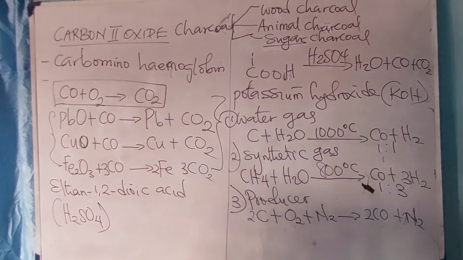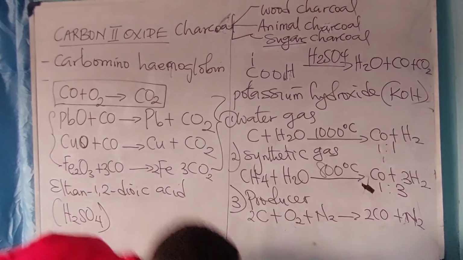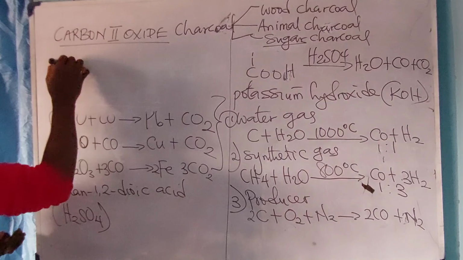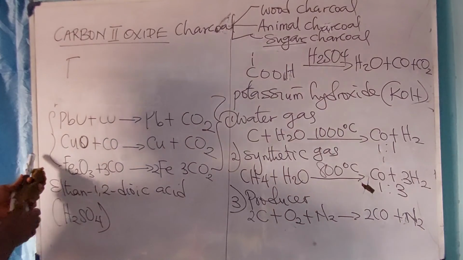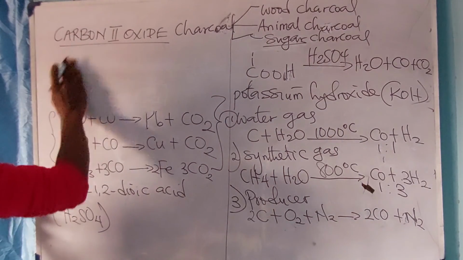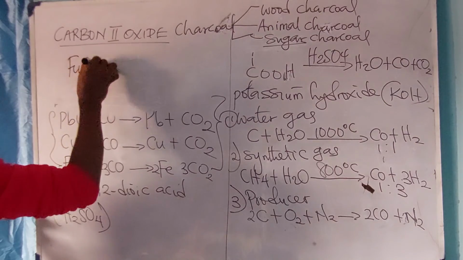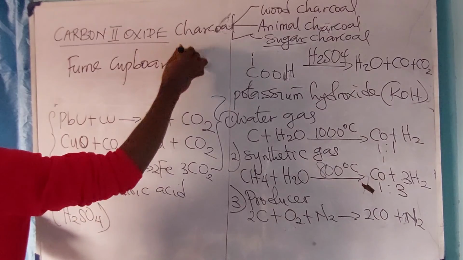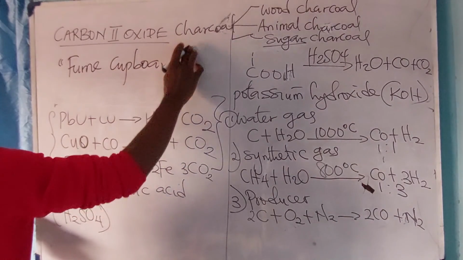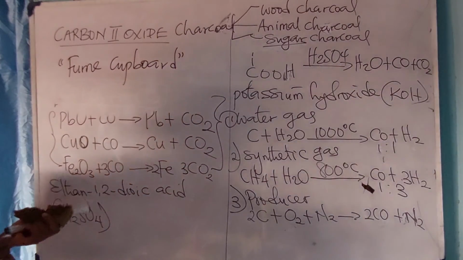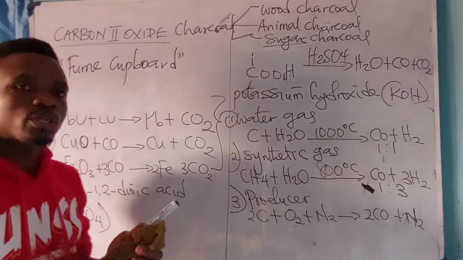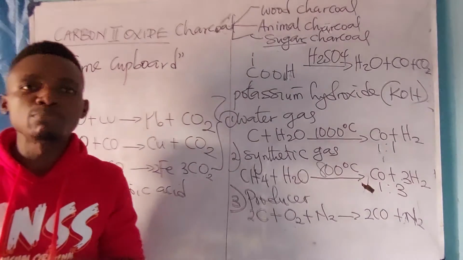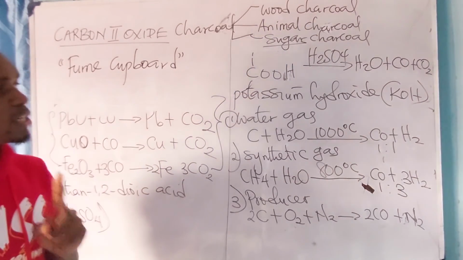Please take note, a place where acid is produced in the lab is called a fume cupboard. Fume cupboard is a place where acid is produced in the lab. So please take note of that. I've given you all that you need in carbon dioxide. You can go as far as doing other findings on carbon dioxide, but take note that it is the most dangerous air pollutant.